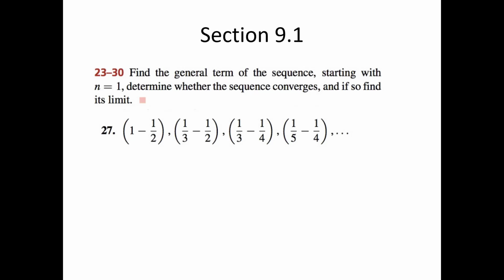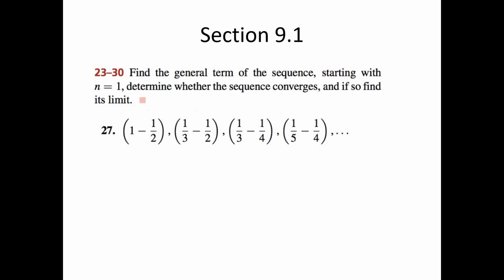Your exam is going to start on section 9.1. In section 9.1, we talked about sequences and whether they converge or diverge. And all it means for a sequence to converge is that the limit, as n goes off to infinity or as k goes off to infinity, exists, right? And so find the general term of the sequence starting with n equals 1, determine whether the sequence converges. And if so, find its limit, right?